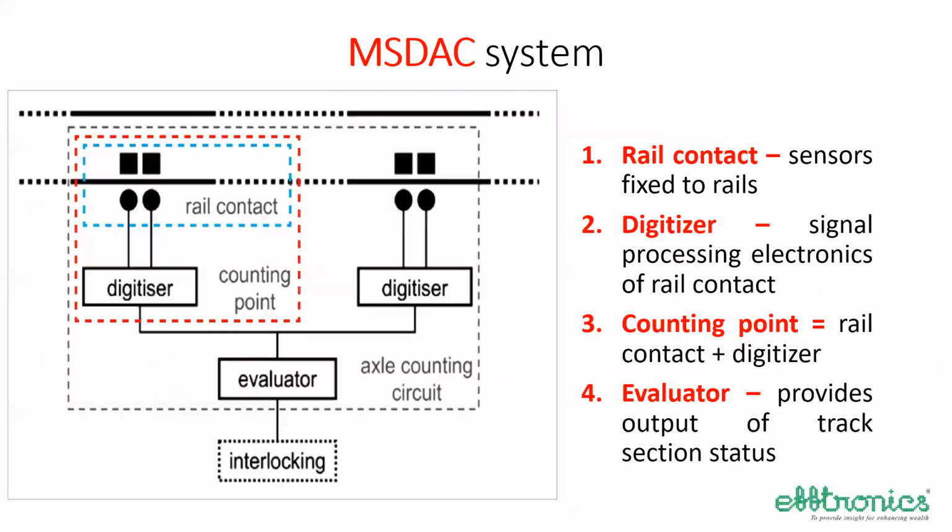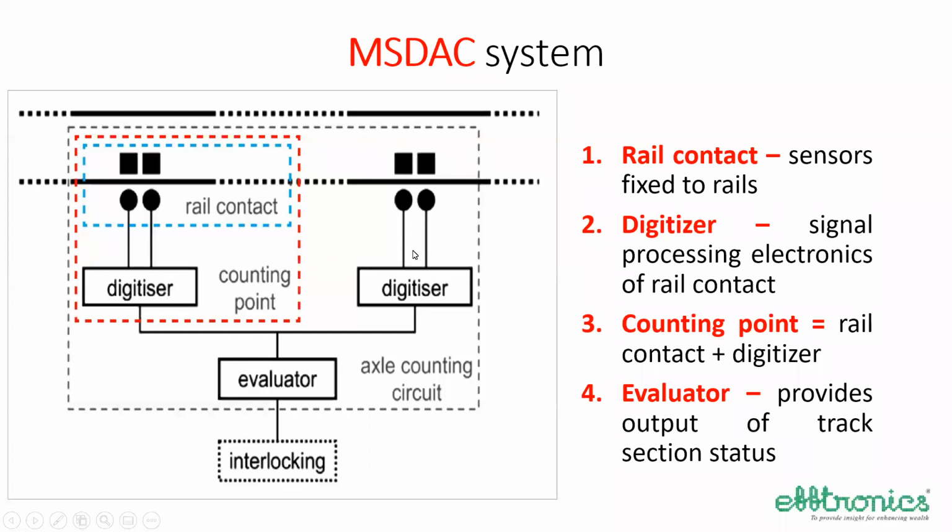Now, the MSDAC system basic parts, if we look at, we can see the blue box. In this, there is a rail contact, and then there is a digitizer. Together, the rail contact and digitizer are called a counting point, or detection point, or DP. Different names are there.